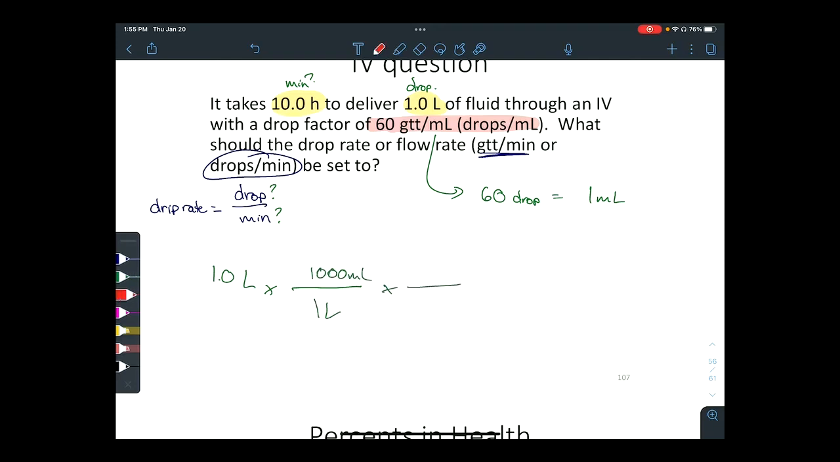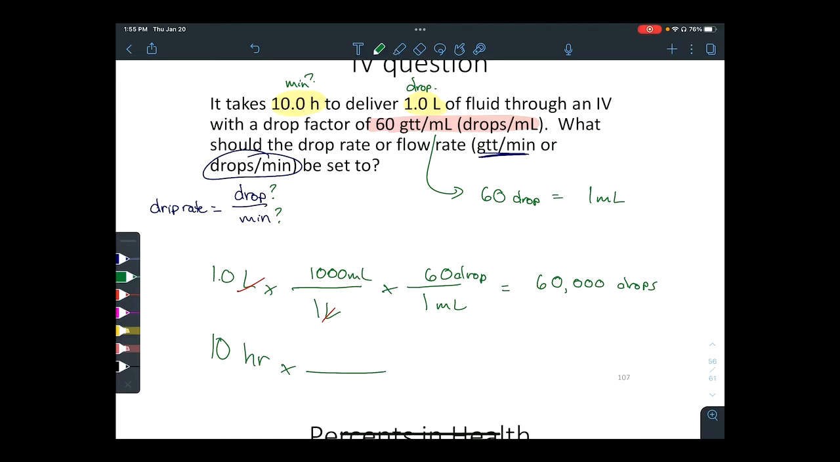So now I'm in the unit of milliliters. So now I can use this conversion factor, milliliters, to get to drops. So see how 1 milliliter on the bottom, 60 drops. And that equals something. I guess 60,000 drops. So that's what's going to go on my numerator in drip rate. But now I need to figure out minutes here. So we are starting with 10 hours.